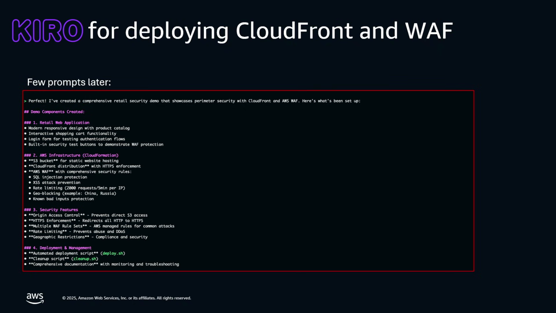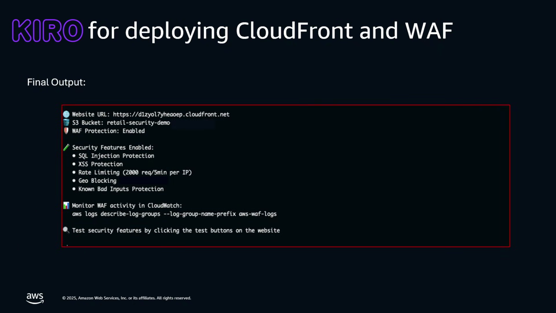And once I did that, Kiro was able to come up with this final output where I have my application hosted on CloudFront. I'm using the CloudFront DNS provided name here. You can also use your own DNS using Route 53. This is a demo, so CloudFront DNS is enough. You can see that there's an S3 bucket where my retail static page was hosted.